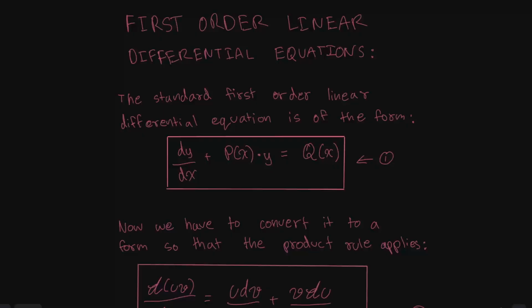The standard form of this type of equation is dy by dx plus p of x multiplied by y is equal to q of x. And we're going to define that as our first equation and then just leave it like that.